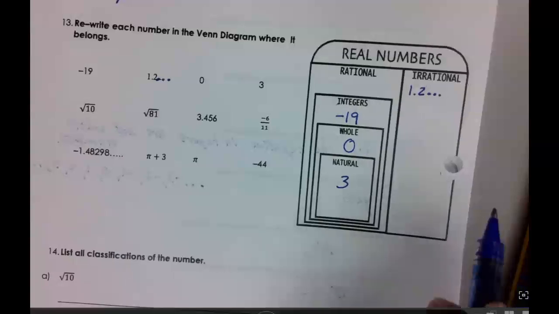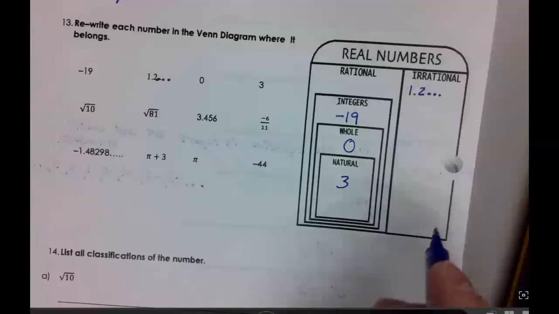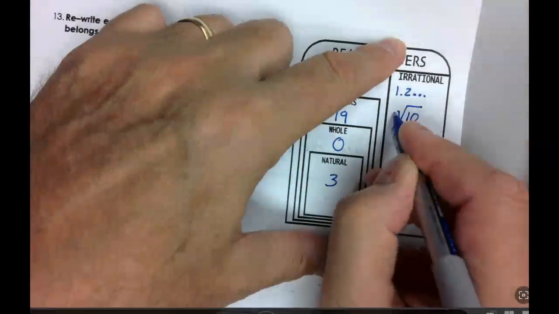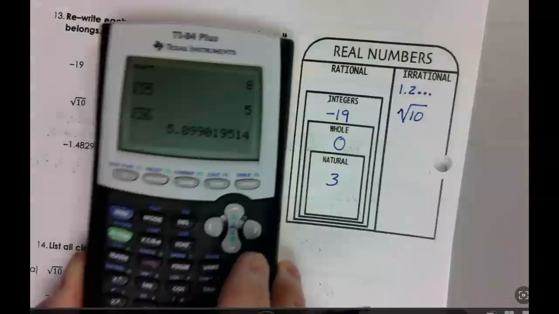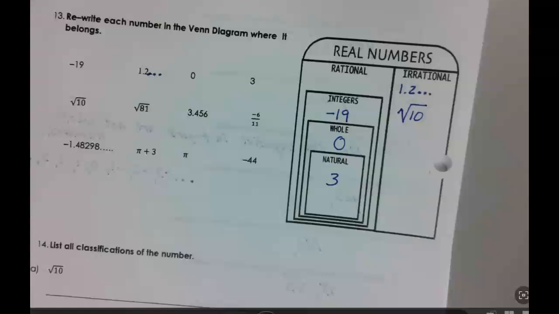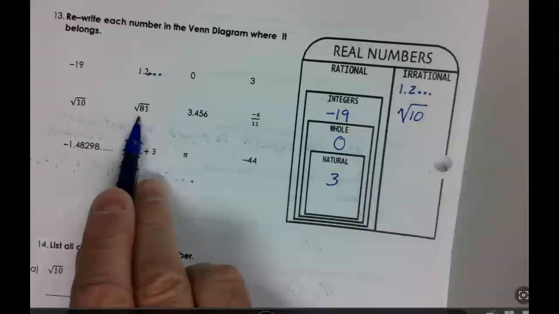What about the square root of 10? I think we proved that one. What is it? It's irrational, isn't it? And if you don't know, what do you do? Plug it in your calculator. Hit second square root 10 and hit equals. Well, does it ever stop? Does it ever repeat? No. Okay.